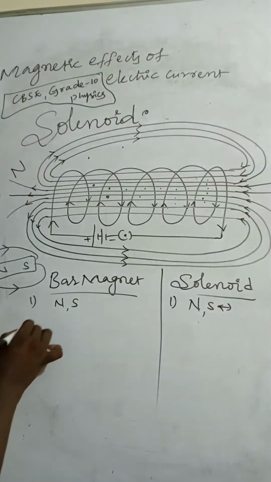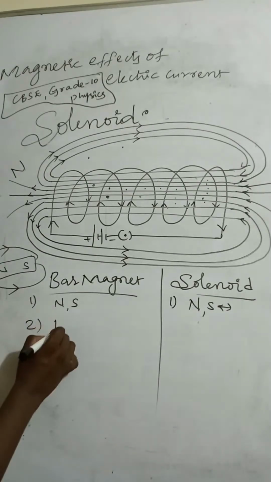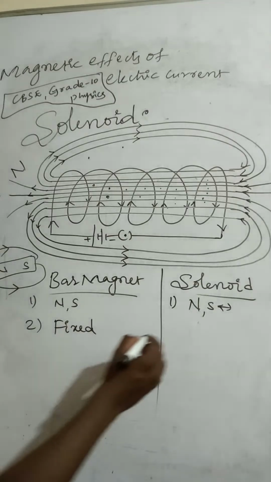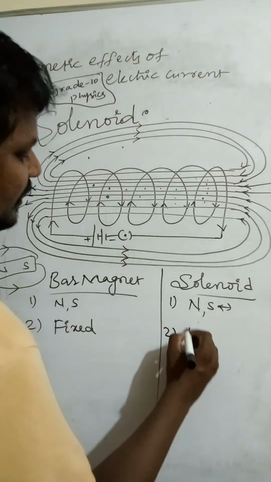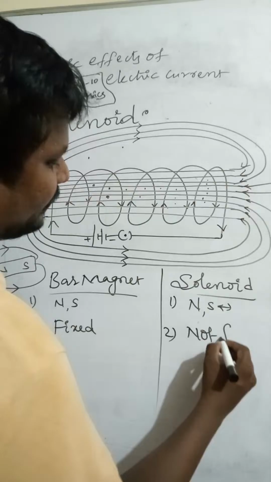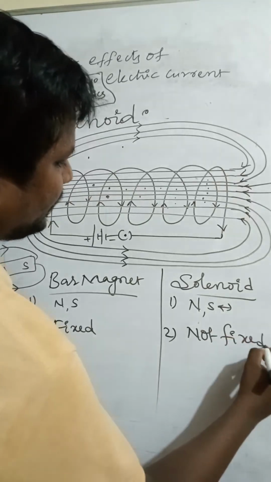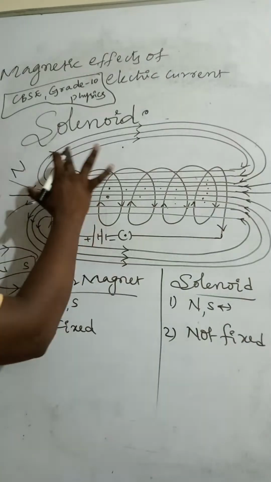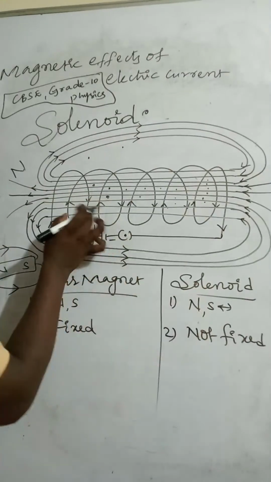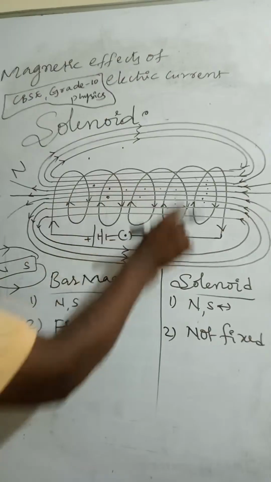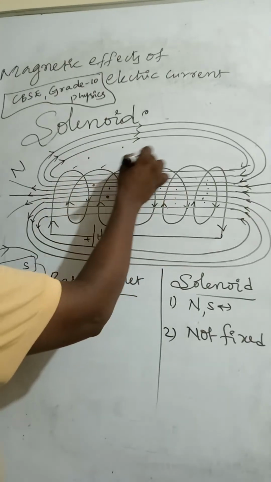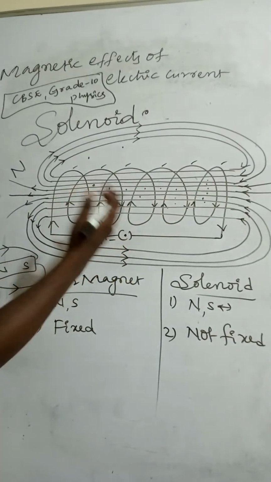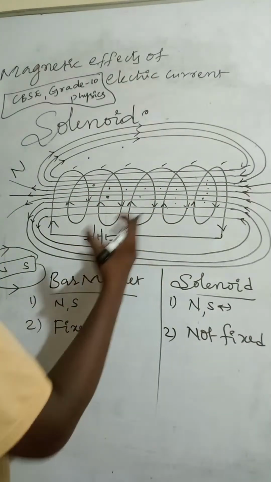Okay, so here strength will be fixed. Here strength is fixed. Here strength is not fixed. See, the more current passes, the more magnetic field will be created. And the number of rings, if the number of loops is there, 1, 2, 3, 4, 5, 6, like that, 6 loops are there, if you increase the number of loops, the magnetic field will be more.